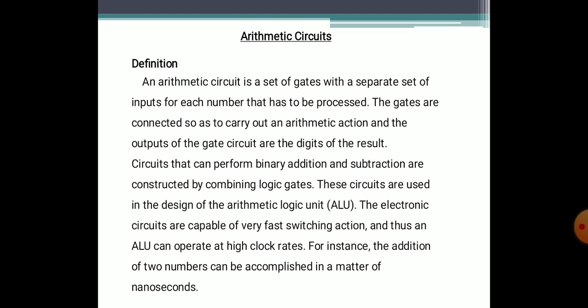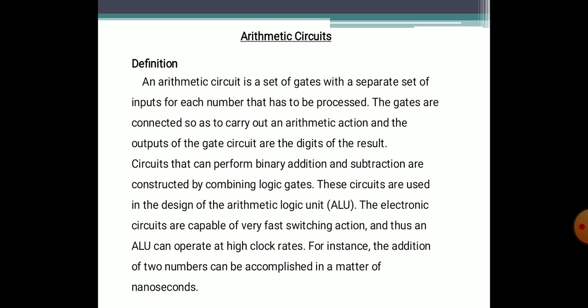Arithmetic circuits can perform 7 different arithmetic operations using a single composite circuit. It uses a full adder, FA in short, to perform these operations. A multiplexer, as we have seen in the earlier sessions, is used to provide different inputs to the circuit in order to obtain different arithmetic operations as outputs.